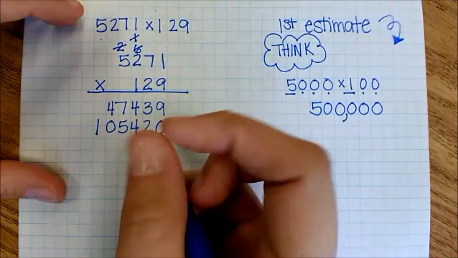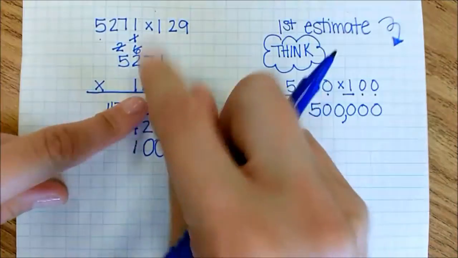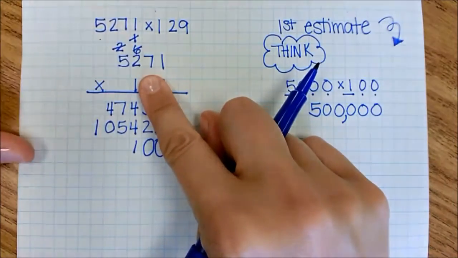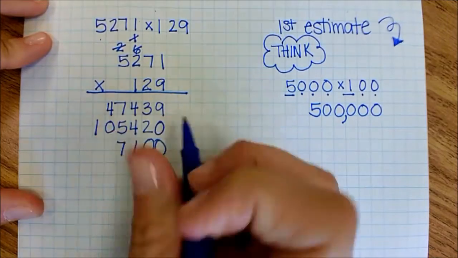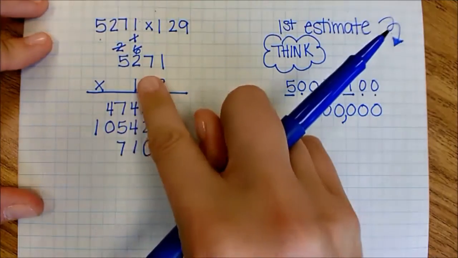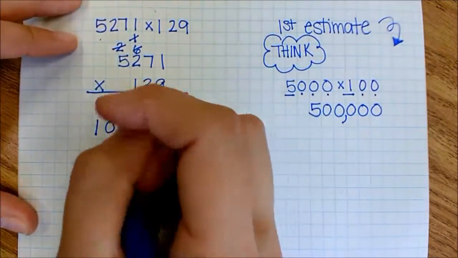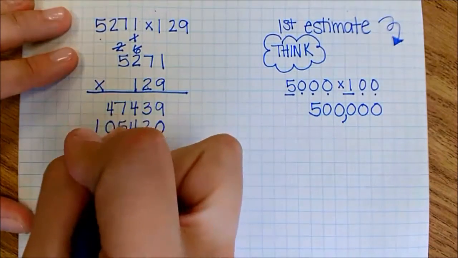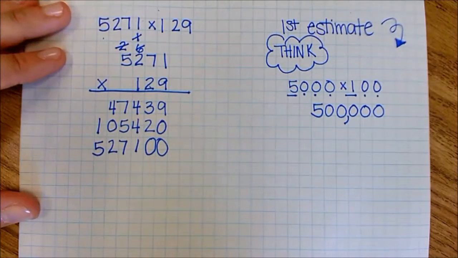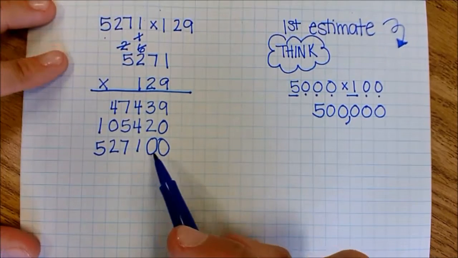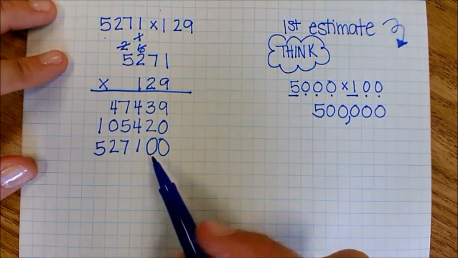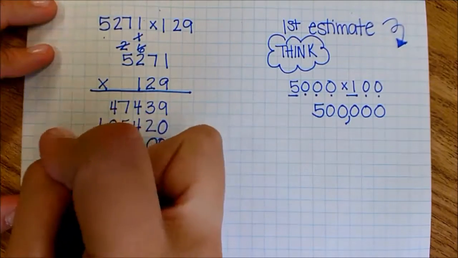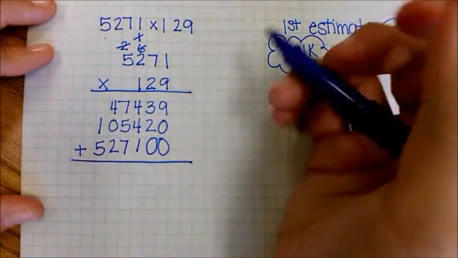So now I can start multiplying. 1 times 1 is 1. 1 times 7 is 7. Still lining up my numbers. 1 times 2 is 2. And then 1 times 5 is 5. Same thing, except all I added was another placeholder, another Harry Houdini this time. So my last step is to add them together.